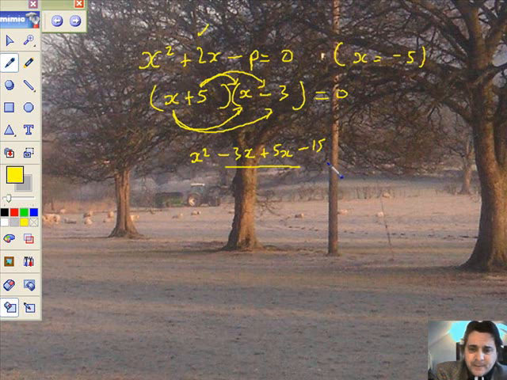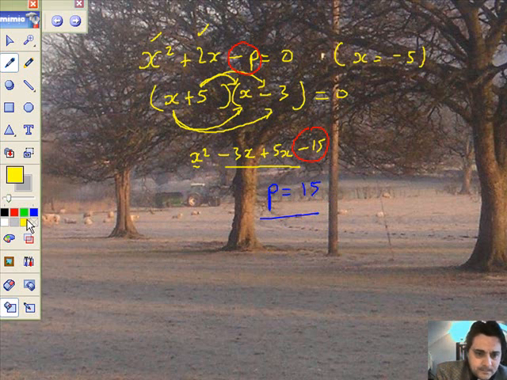And by comparing, I've got p equals 15. Is that alright? Everything else is accounted for. The x squared is done. And just to highlight it a little bit, I can see that minus p is minus 15. And conclusion, p is 15.